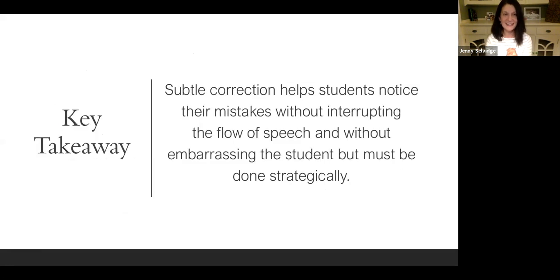Okay, next. So subtle correction helps students notice their mistakes without really interrupting the flow of speech and the flow of class and without embarrassing them. But you have to do it strategically, knowing how timid some of your students might be about speaking. Okay, so let's move on.